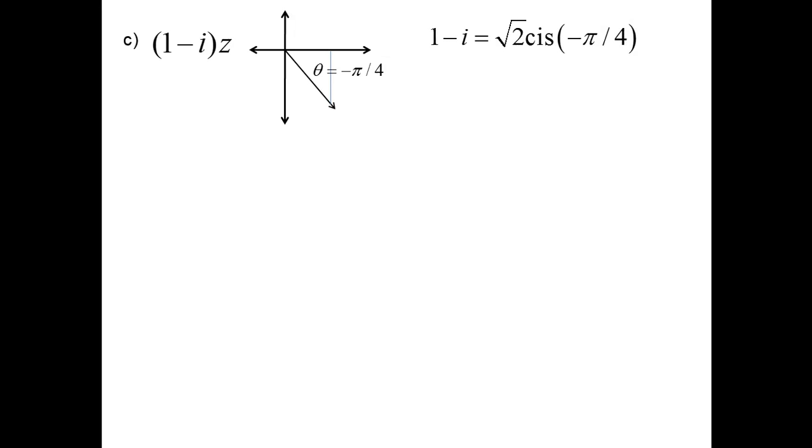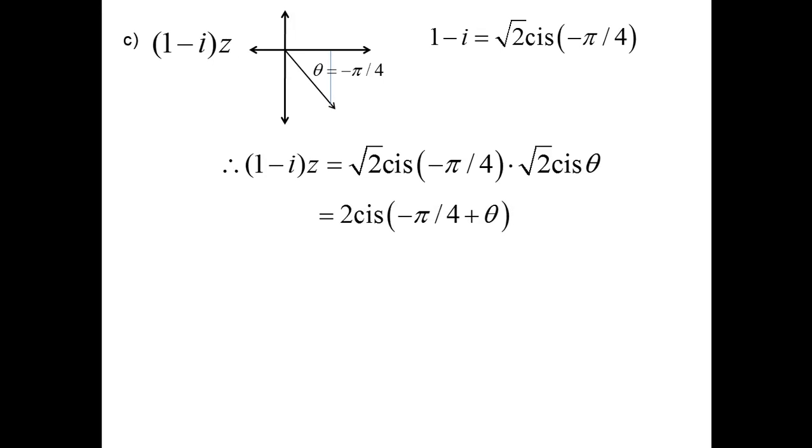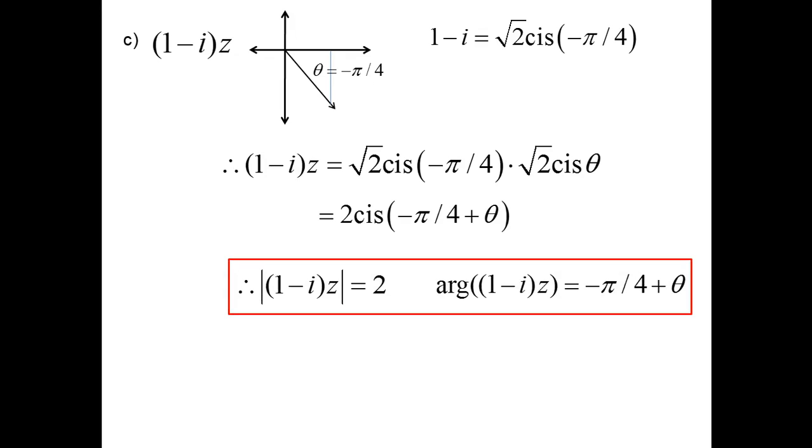And the last one we had was 1 minus i times z. So let's convert 1 minus i to polar form. It's going to be in the fourth quadrant. And if we do inverse tangent of negative 1, we'll get negative pi over 4. That's the argument. What's the modulus for this? It's going to be square root of 2. If we put these two together with the z we were given earlier, multiply the coefficients together, root 2 times root 2 is 2, and then combine using cis properties for the argument. The modulus is 2, and the argument is negative pi over 4 plus theta.